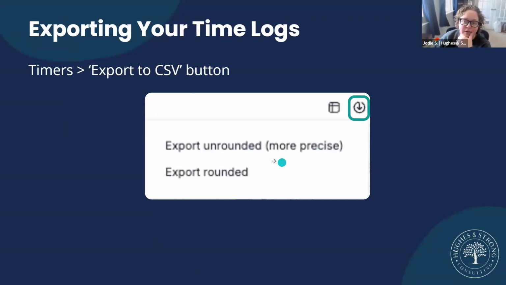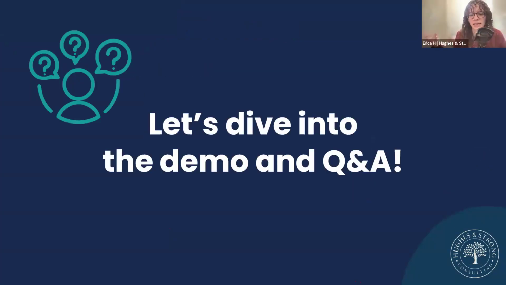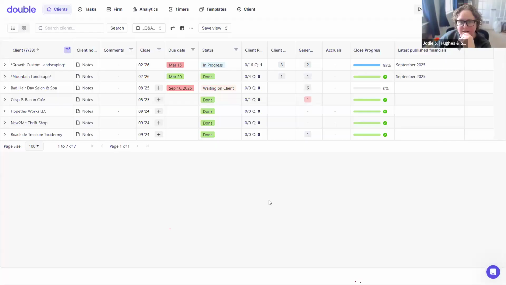So use that for your preference, but that will export into a CSV for you to do whatever you need to with payroll software, or do some more advanced number crunching, or whatever you would like to do. So it doesn't have to stay inside of Double. We can export that. All right, let me switch over to our demo.